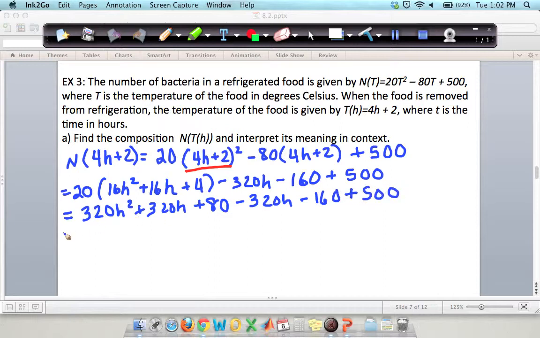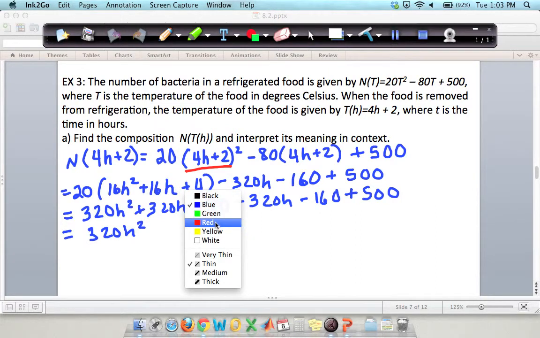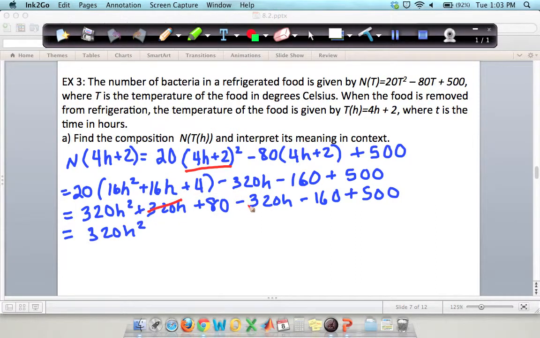Okay, so now we're going to simplify. Let's combine like terms. First, just bring down the 320h squared. Then the 320h's cancel. One's positive and one's negative. And you have 80 minus 160 plus 500, which combines to be 420. So n of t of h equals 320h squared plus 420.